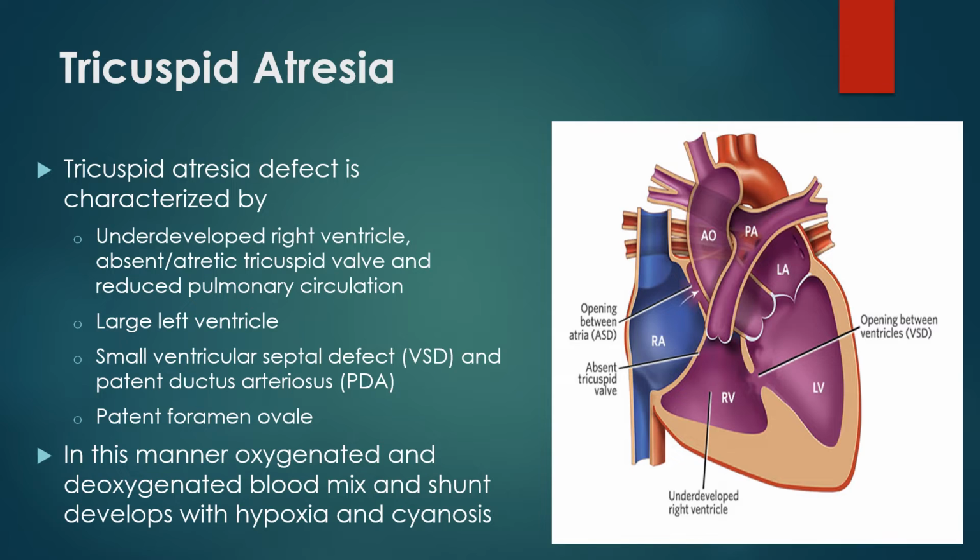You have a small VSD, you're going to push some blood from the LV to the RV, which, even though it's small, at least it's getting some blood out to the pulmonary vasculature, which is going to pick up some oxygen and improve your SAT. In this manner, oxygenated and deoxygenated blood mixes constantly and shunt develops with hypoxia and cyanosis.